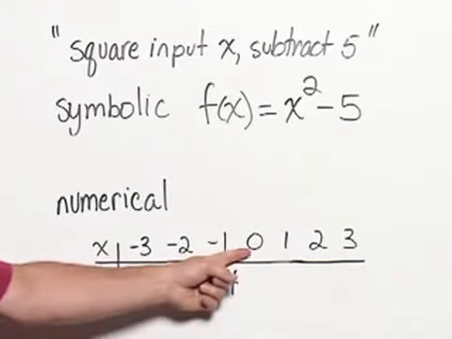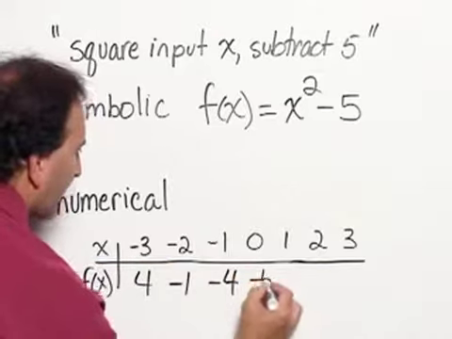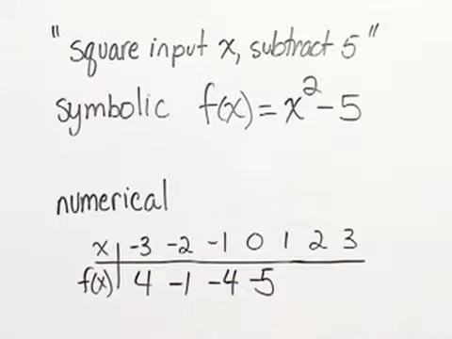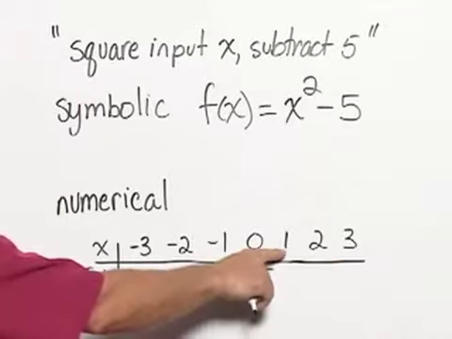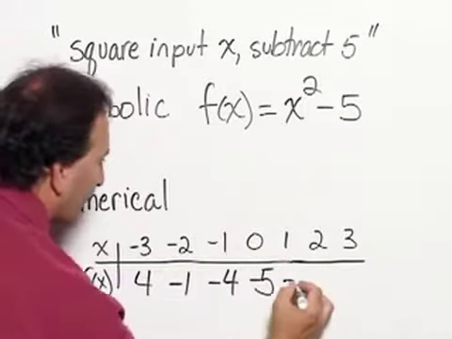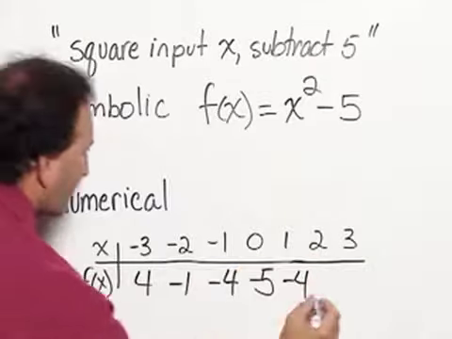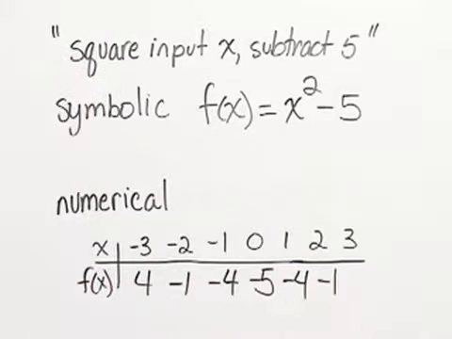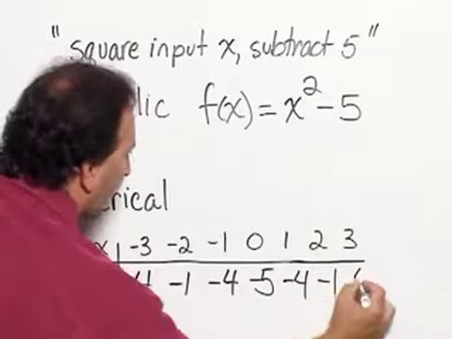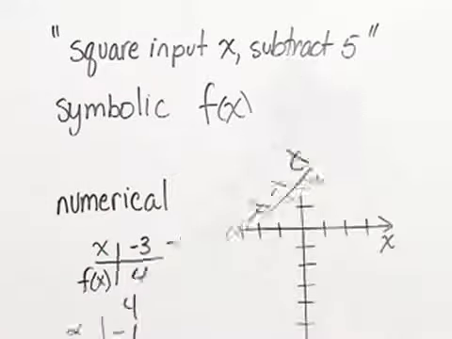Substituting in 0 for x, we square it, and then subtract 5, so that's -5. Then we begin to repeat, actually. 1 squared is 1, subtract 5 is -4. 2 squared is 4 minus 5 is -1. And then 3 squared is 9, subtract 5 is 4. So here is our numerical representation.